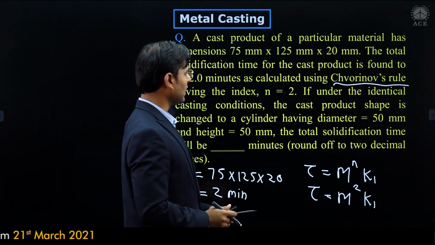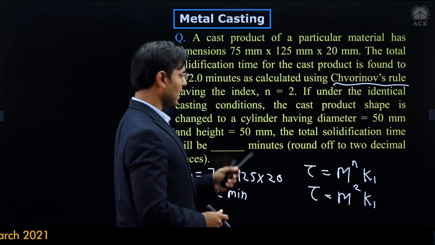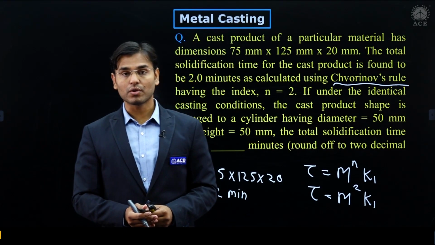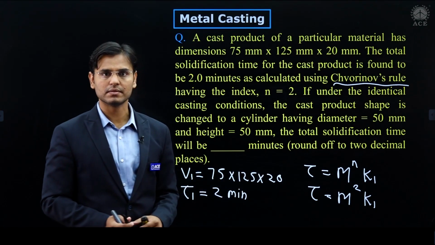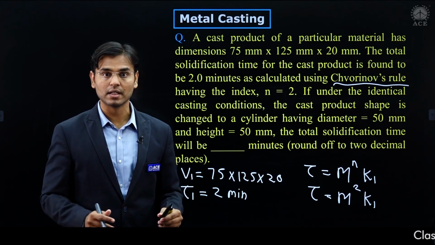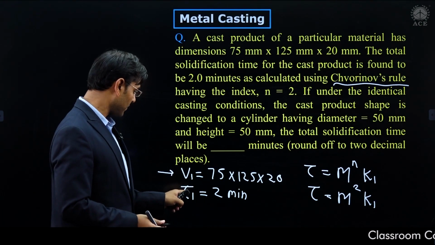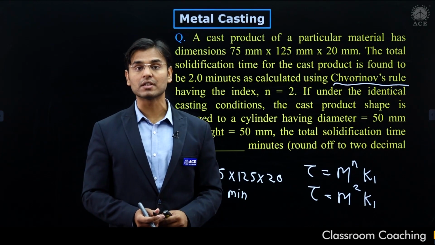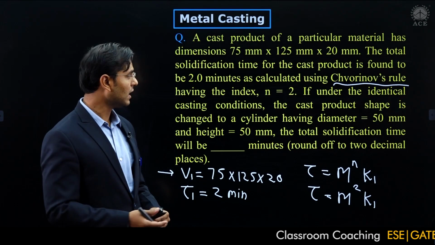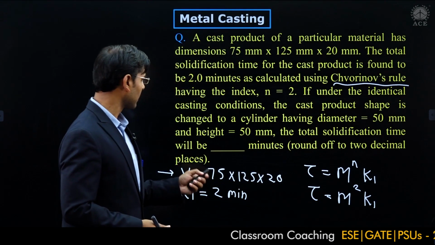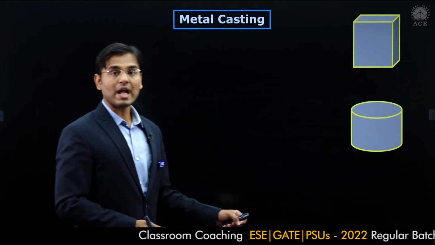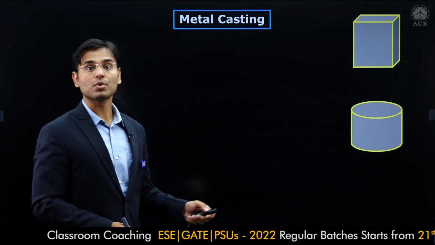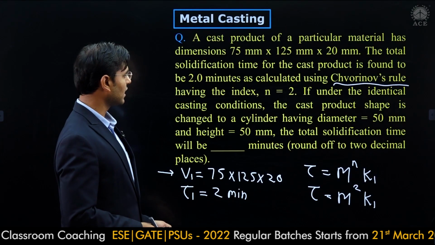Now see, we discussed the first product. This is the first casted product, V1 is given, and the solidification time tau is 2 minutes. Now it is mentioned that for the second casted product we have to calculate the solidification time, that is tau 2. Just reading the problem.